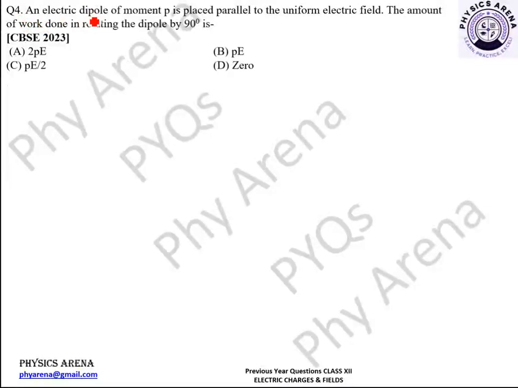Question 4. An electric dipole of dipole moment P is placed parallel to the uniform electric field. The amount of work done in rotating the dipole by 90 degree is. So theta 1 for the dipole is given to us as 0 degree. Why? Because P and E vector, they are parallel to each other.